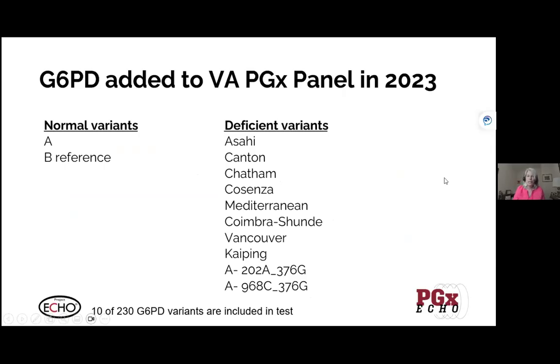So in December of 2023, the VA PGx panel changed from an 11 gene panel to a 16 gene panel. We cover about 10 of the 230 G6PD variants. A couple of those are the normal variants. A became a normal variant, I believe, sometime between 2014 and the 2022 update of the CPIC guidelines, and B has always been considered a normal. And then the deficient variants that we cover include the A- ones, Asahi, and Mediterranean, and some others.